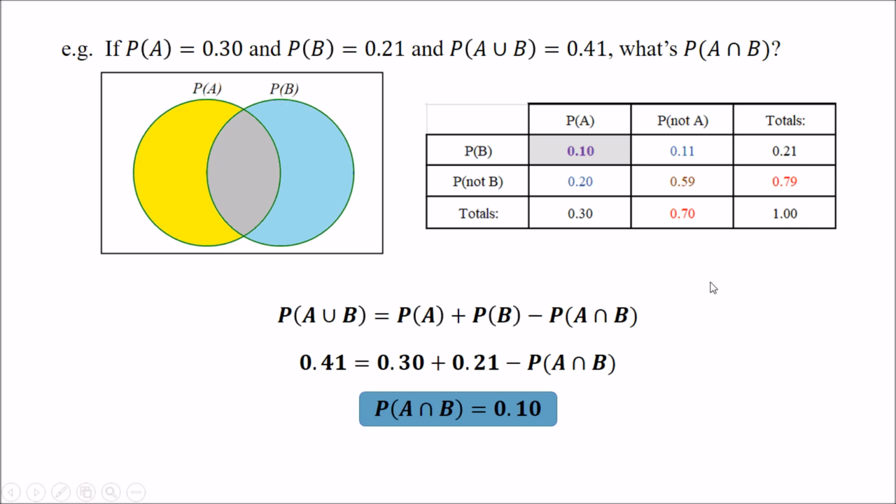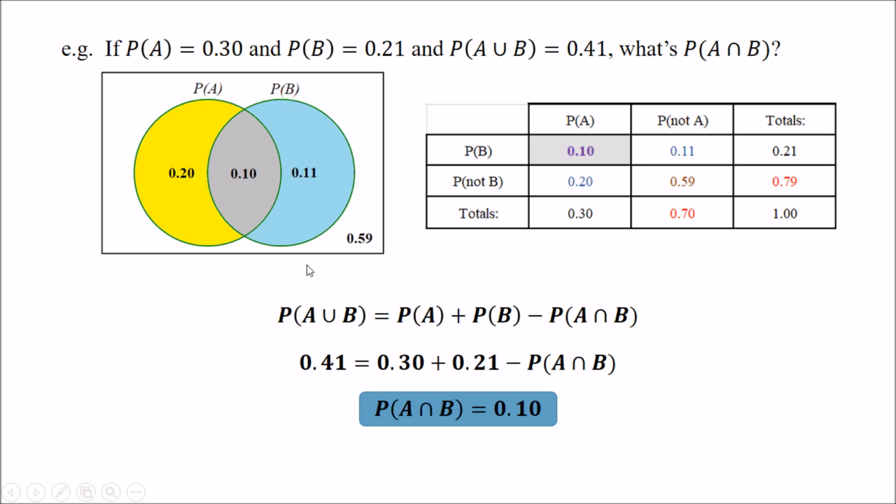Now, here are the values filled in the Venn diagram. Probability of A and B is 0.10. The probability of A not B is 0.20. You'll see that there. The probability of B but not A is 0.11. You'll see that there. And the probability of neither A nor B is 0.59. You'll see that there.